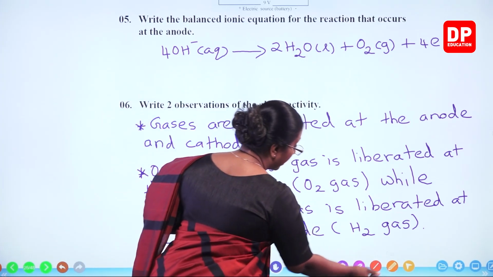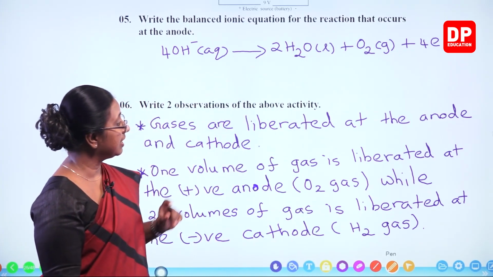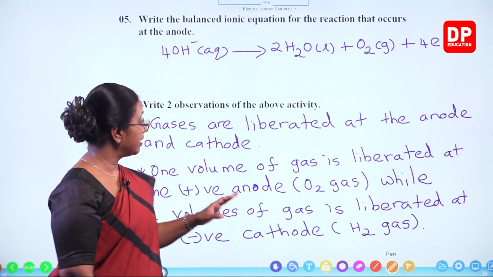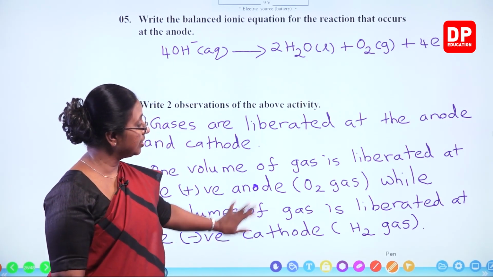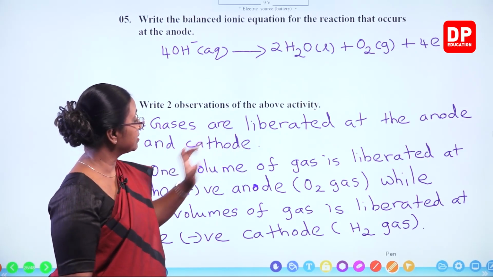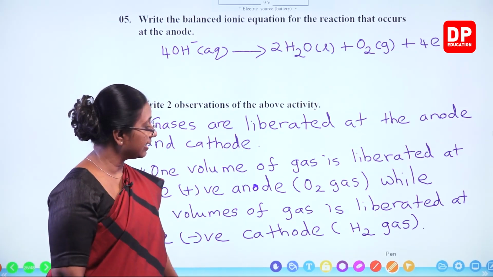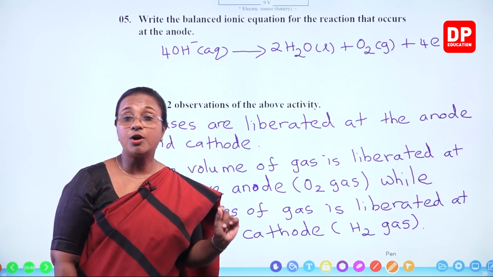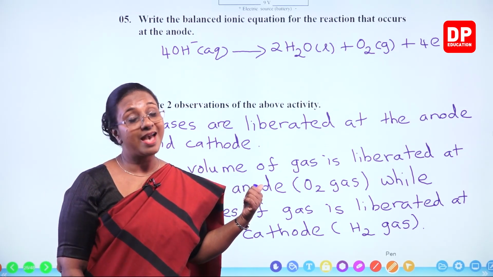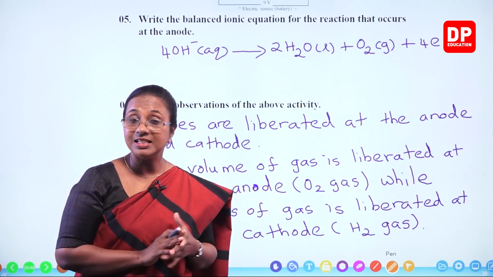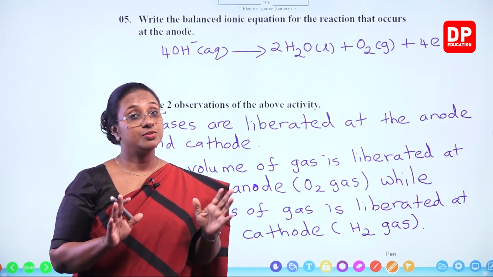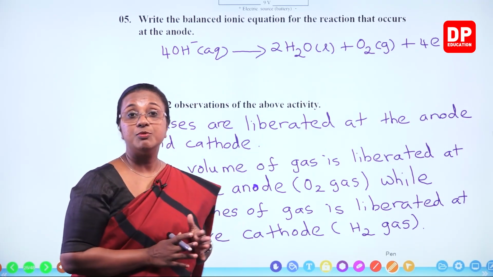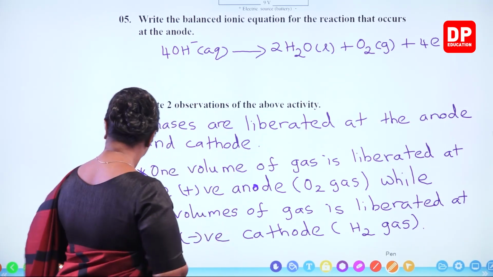You can also write gas bubbles are liberated at the anode, gas bubbles are liberated at the cathode, but I just wanted to include everything, so I have combined them as one observation, and the second one I have compared the volume, because that is a specific observation for this particular activity. You have seen that in the lab also. So, you all can remember the observation. So, with that students, I will move on to the next slide.